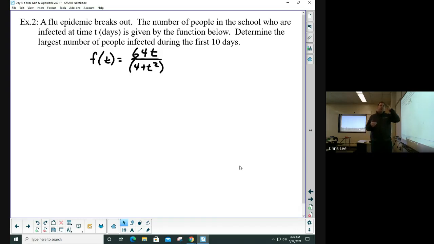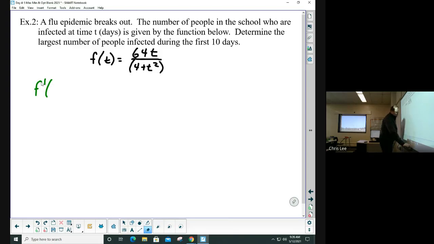Find out when the potential maxes and mins are going to be by taking the derivative of this and setting it equal to 0, and then testing the endpoints. The difference is, of course, the equation's a little bit more difficult, but something that we've had lots of practice doing already. I guess it's f at t now.